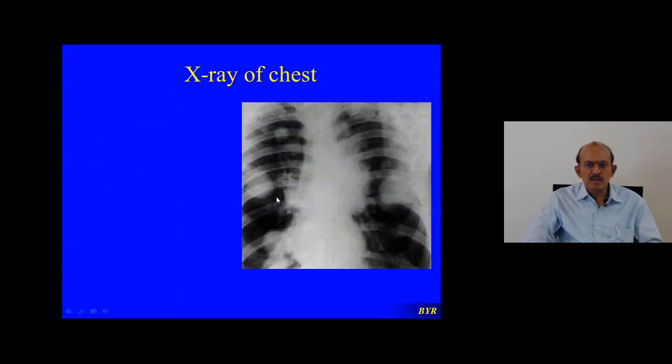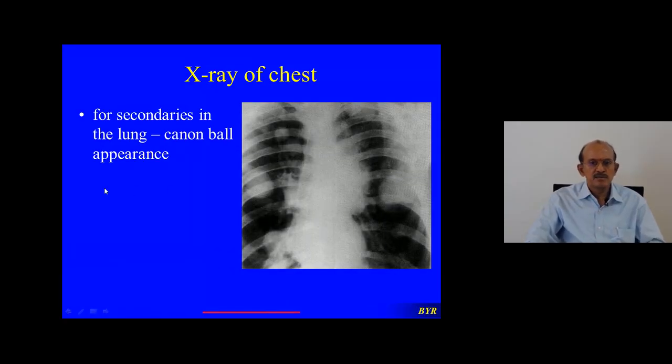X-ray of the chest. You see one spherical or round homogeneous density in the lung. And there is one more here, and one more here. And on the left side also, you find a rounded mass here. Here there is another. So whenever you see such multiple rounded masses in the lung shadows, it is called the cannonball appearance. So these are secondaries in the lungs.